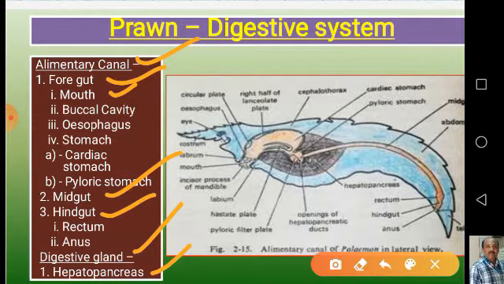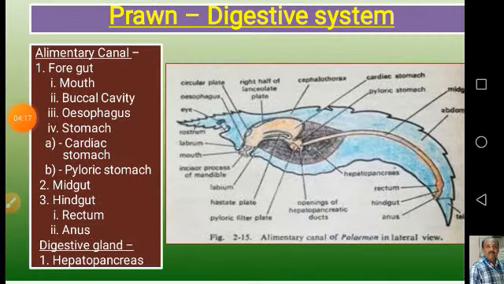Now let us start with the alimentary canal, that is, the foregut. Foregut, otherwise called stomodeum, has the mouth, buccal cavity, esophagus and stomach. So let us start with the mouth. Stomodeum or foregut begins at the mouth, which is a large aperture on the ventral side of the head region.